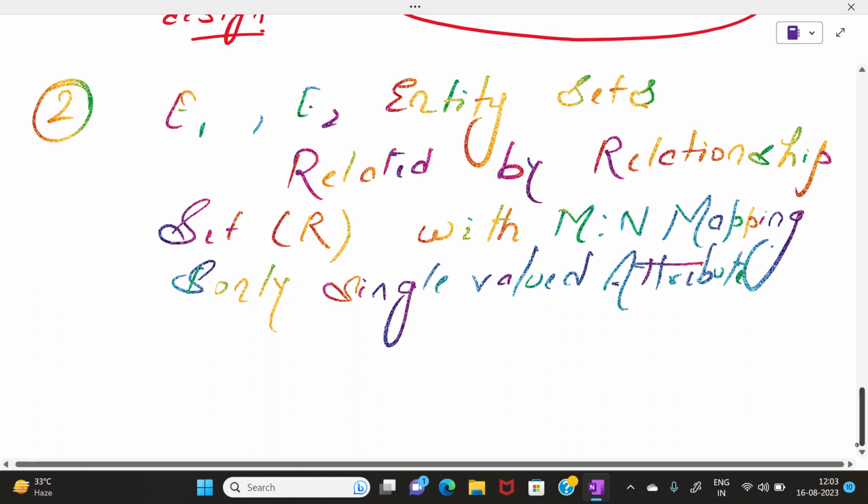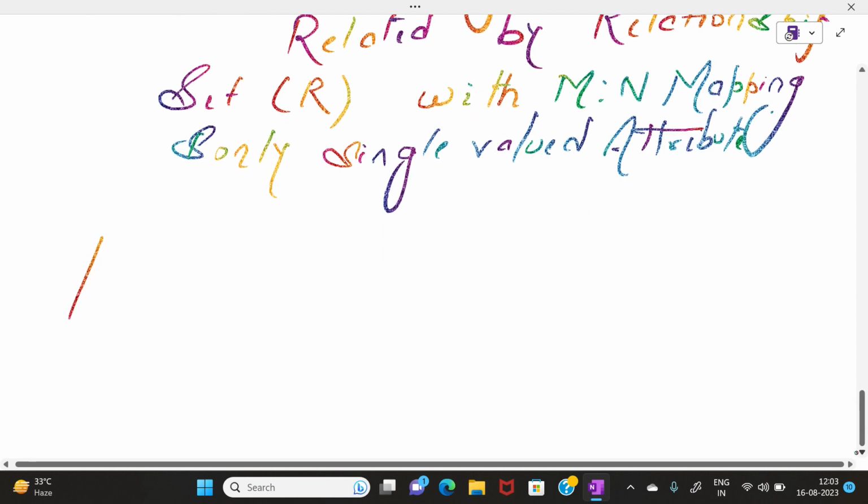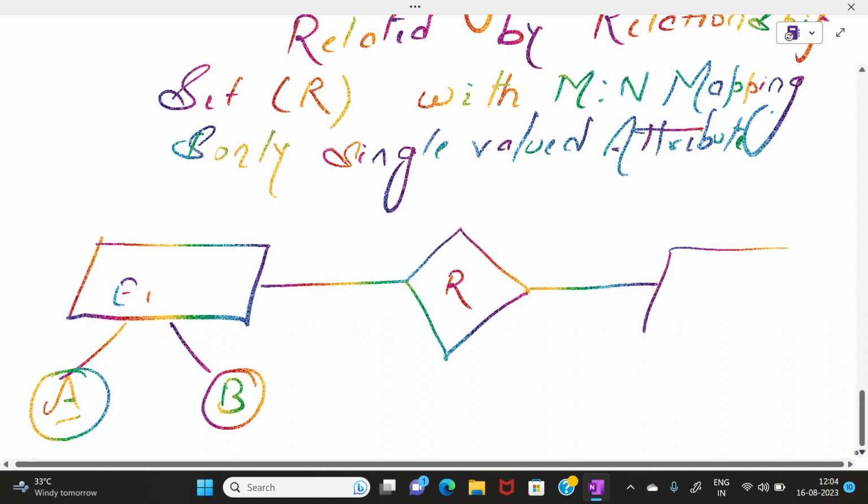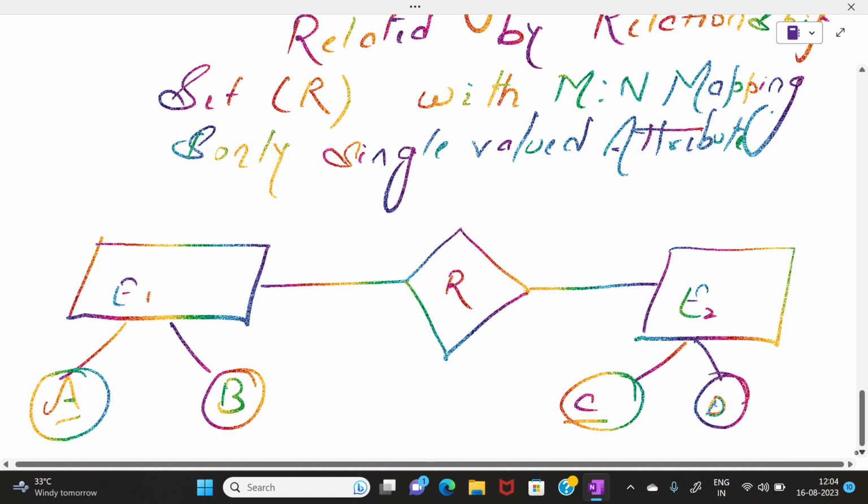Okay, let's see how we can do this. So we have this E1. Let's say it has two attributes, A, a candidate key, and B, another attribute. Then we have this relationship set R, and we have another entity set, E2, with candidate key C and another attribute D. For the relationship set, we have the candidate key as AC, okay, and this is our R, with AC as the candidate key.